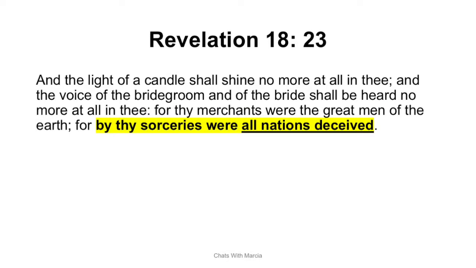Revelation 18:23 tells us that Babylon has placed a spell on the whole world. It states, "And the light of a candle shall shine no more at all in thee, and the voice of the bridegroom and of the bride shall be heard no more at all in thee. For thy merchants were the great men of the earth, for by thy sorceries were all nations deceived." Babylon has used sorcery to deceive the entire world.